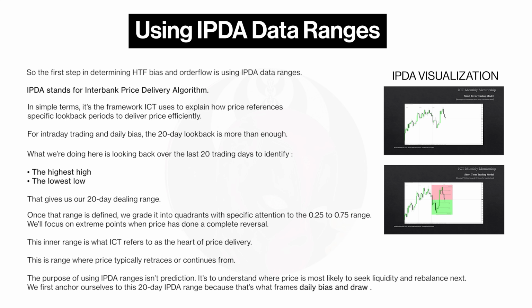We'll focus on extreme points when price has done a complete reversal. The middle quadrants, from 0.25 to 0.75 of the range, are called the heart of price delivery. This is the range where price will typically retrace or continue from. The purpose of using IPDA data ranges isn't prediction. It is to understand where price is most likely to seek liquidity and rebalance next. We anchor ourselves to this IPDA 20-day range because that is what frames the daily bias and draw.